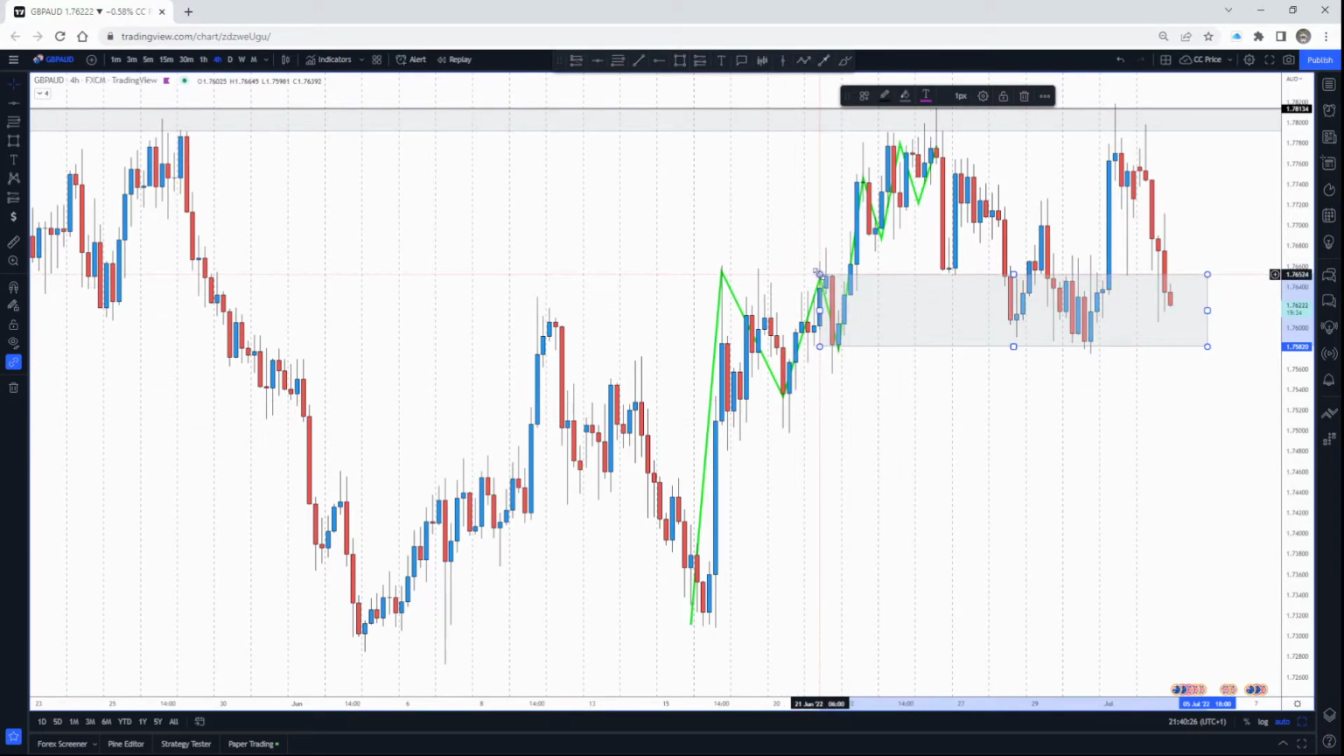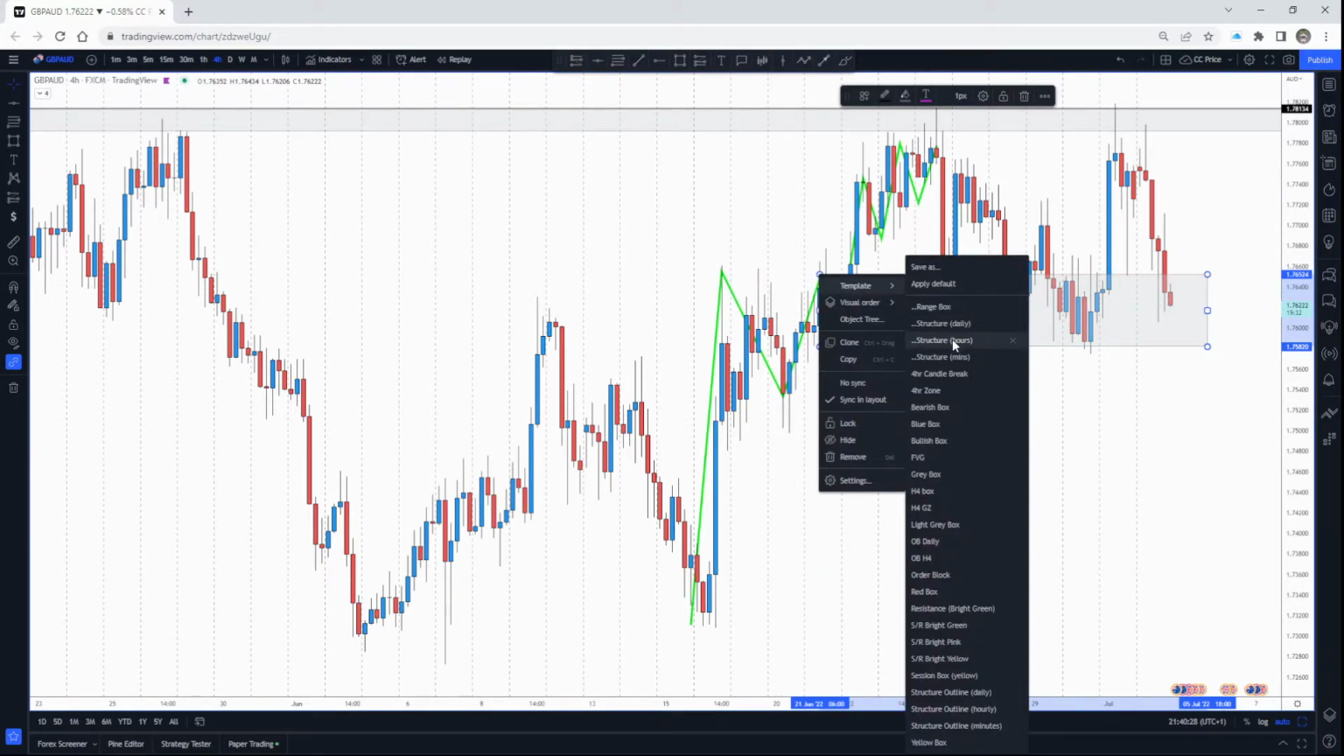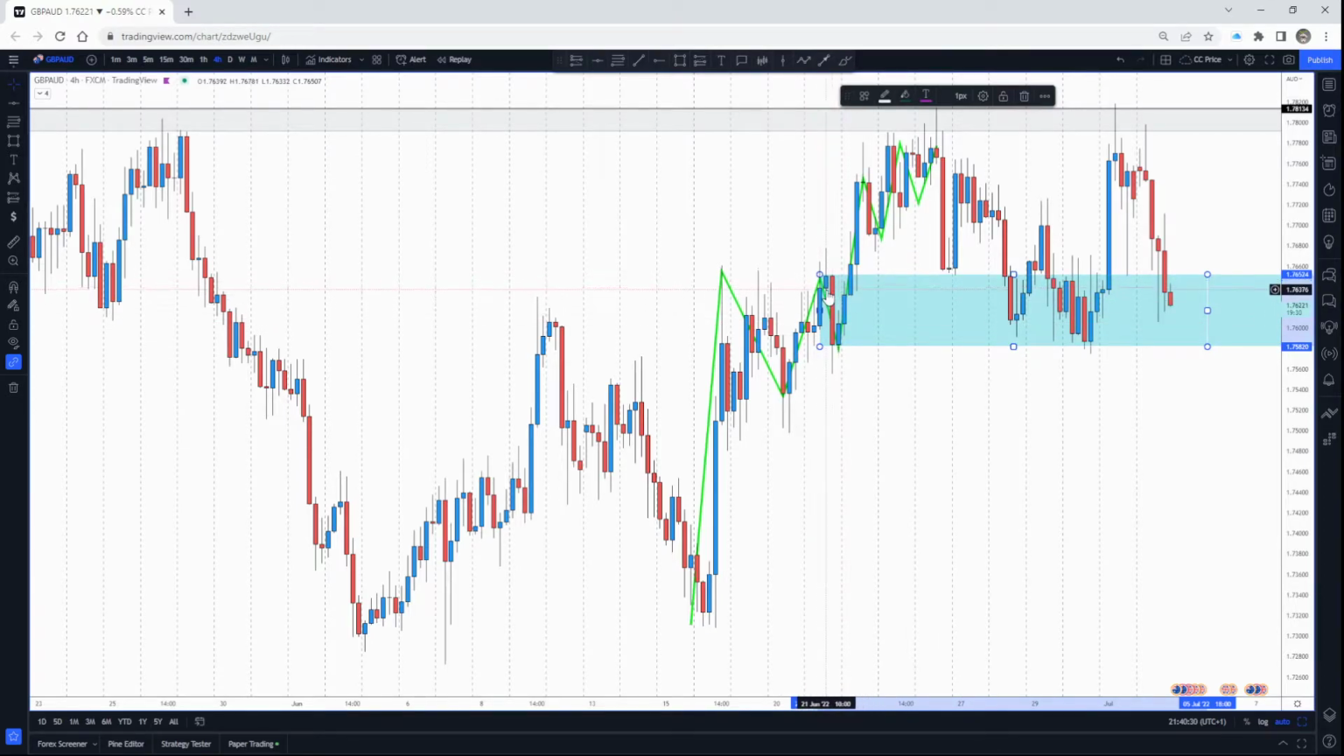I'll use a color, right? For hours, like the hour, 4 hours, anything less than daily, I'll use a blue zone. Anything less than an hour, like 30 minutes, 15 minutes, 5 minutes, I'll use a red zone. Anything daily and upwards, I'll use a golden zone, pretty light, or yellow.